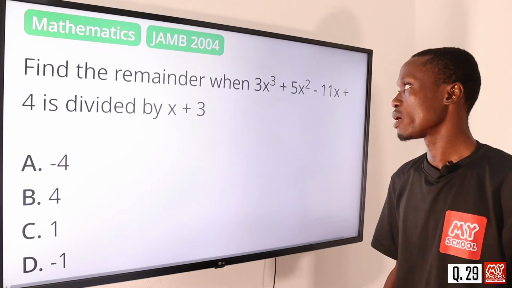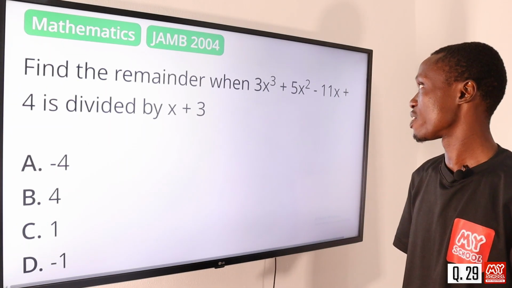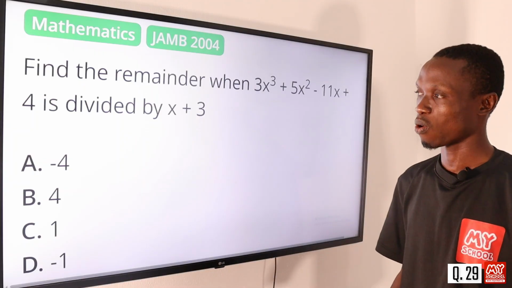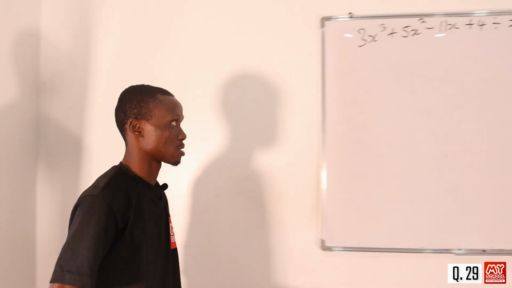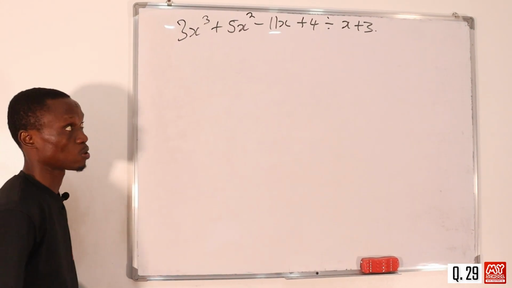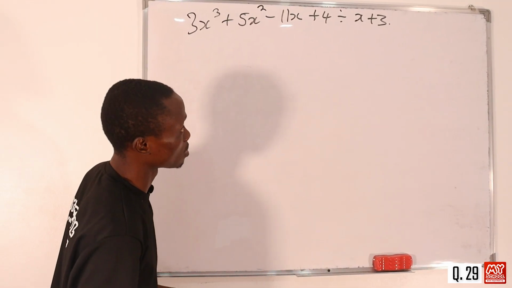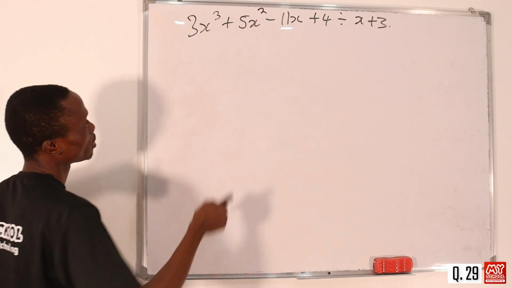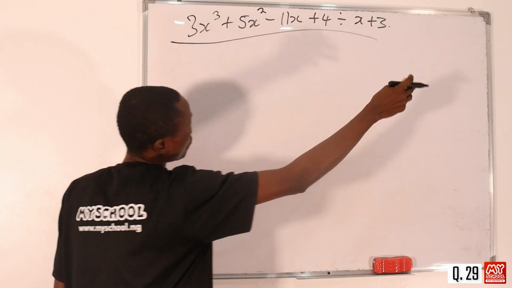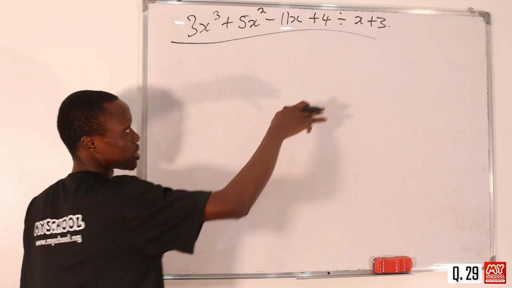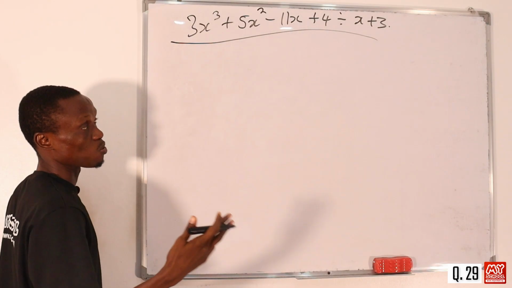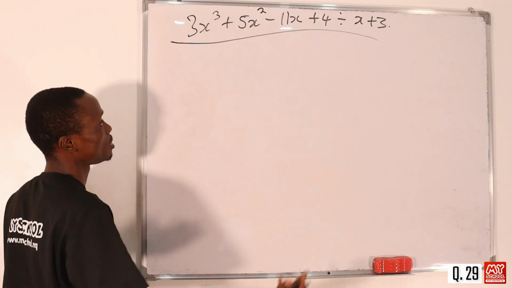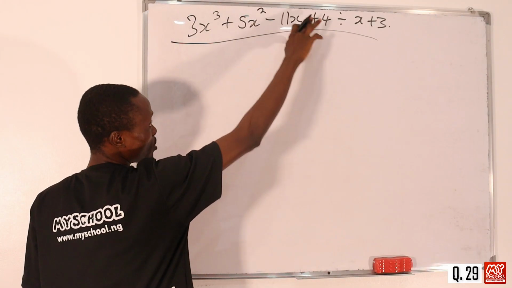Question 29. Find the remainder when 3x cubed plus 5x squared minus 11x plus 4 is divided by x plus 3. So let's move over to the board to provide answer to this question. So this is a simple question on polynomial, division in polynomial. Since we are looking for the remainder, what we simply do is that the divisor, which is x plus 3, we equate it to 0 so that we can get the value of x. Once we get the value of x, we substitute it into the given expression.